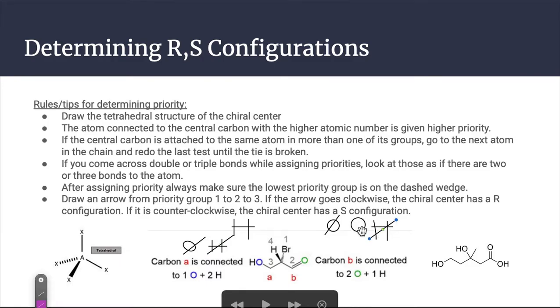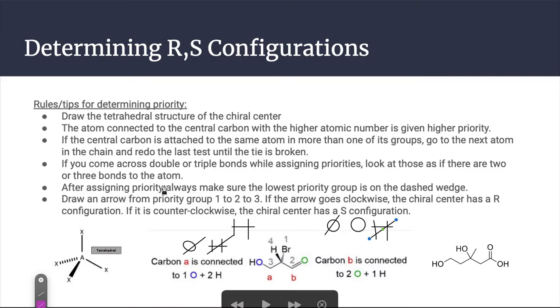So now we're down to an oxygen or a hydrogen. And we know that oxygen has a higher atomic number than hydrogen. So it means this side wins. So carbon B wins, so it gets priority number 2. That leaves carbon A with priority number 3, and group 4, the hydrogen, with priority 4. So we got through that. We named all the priorities, right? 1, 2, 3, 4. Now we go to the next step.